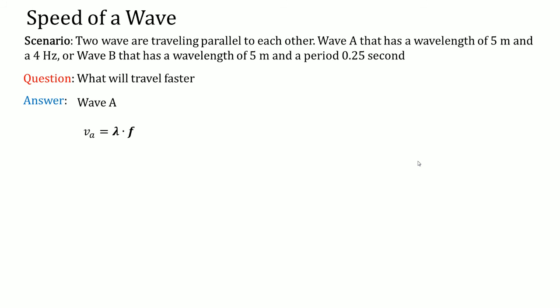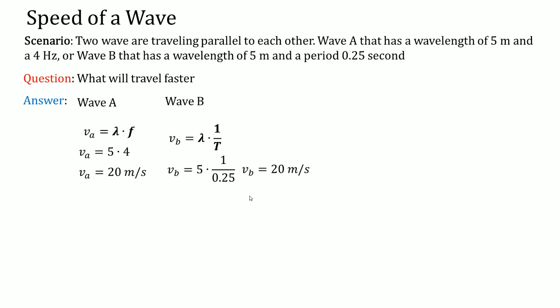Wave A, the equation that we're going to use is lambda times frequency because we have hertz. So 5 was lambda, which is the wavelength. The frequency is 4, so we can multiply it by 4, getting you 20 meters per second. This is the speed of wave A. Wave B, we actually have the period. So we write lambda times 1 over T because we have the period. Plugging in the values, the period was 0.25, so we plugged it in. We do the multiplication, 5 times 1 over 0.25. This gets you 20 meters per second.